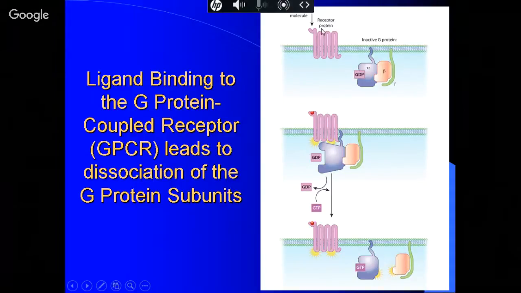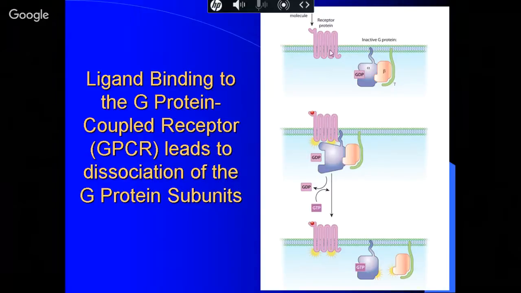So here you have a ligand binding to the receptor protein. Notice that the whole G protein is assembled. Here's the alpha, here's the beta, here's the gamma. We're going to look at this in detail, but here is the whole thing, and a GDP is bound. This is the quiescent state. It's inactive. The whole thing is assembled and GDP is bound. It's just sitting there doing nothing at all.